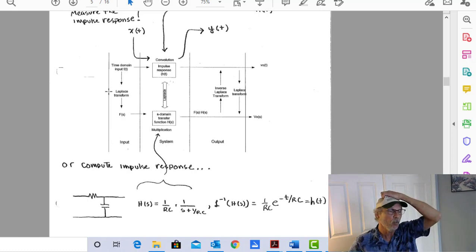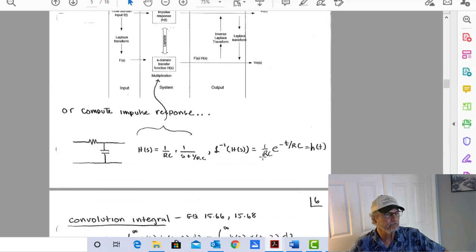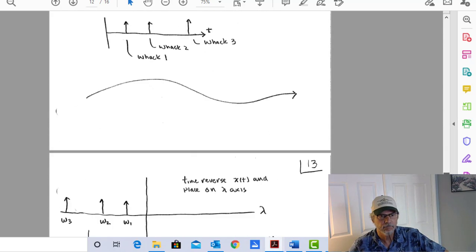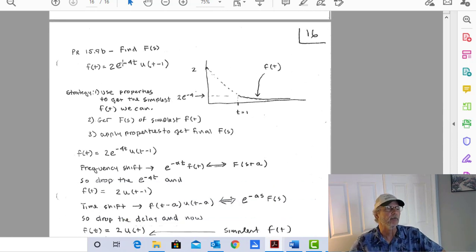But again, where are we on the roadmap? Take a time domain function, put it in the frequency domain. So let's do it. So this is a problem right out of our book. And f of t is equal to 2e to the minus 4t times u of t minus 1. So that's a nice mathematical expression, but before I'm going to get too excited about using it, I got to plot it. I got to see it.